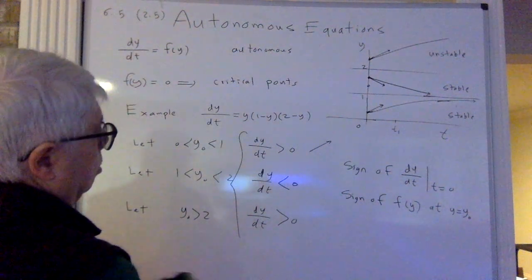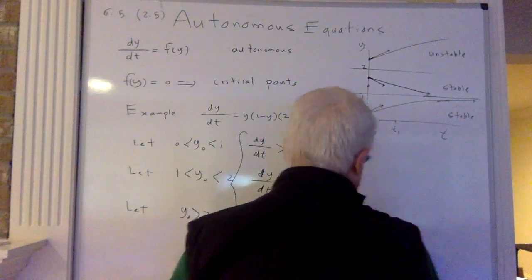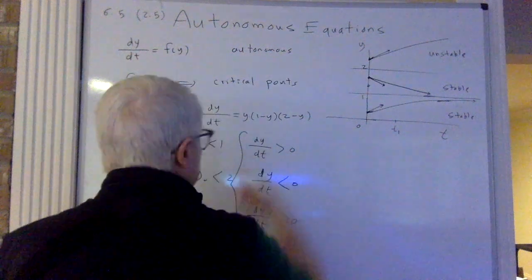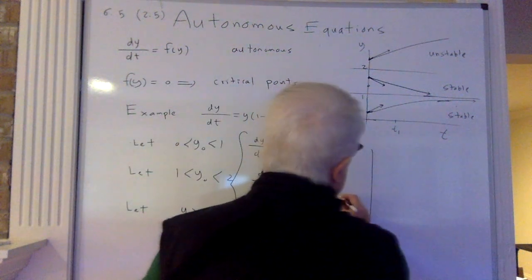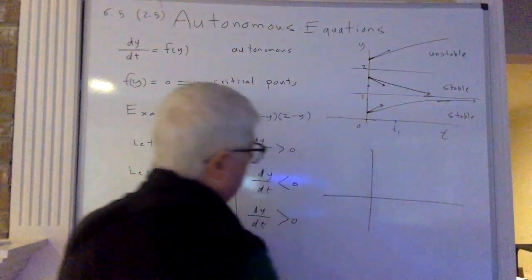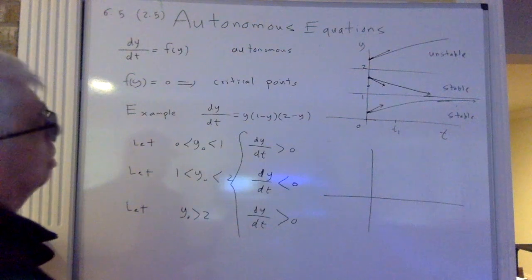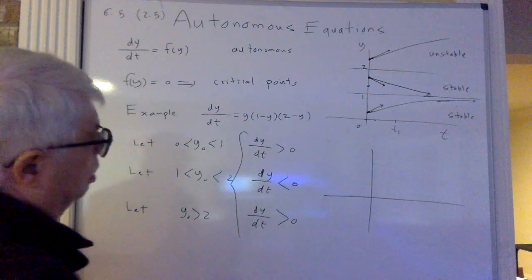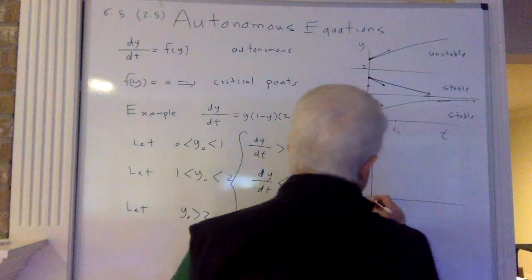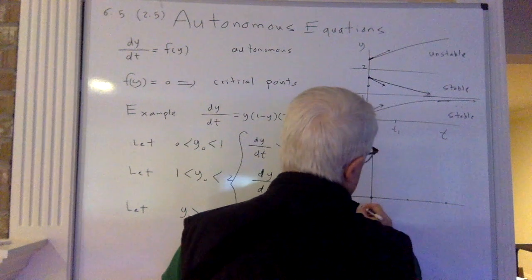Let me erase this and graph it here so you can see the connection between these two. So how do you graph a polynomial? The simplest way is just to find the zeros of the polynomial, which are in this case 0, 1, and 2.